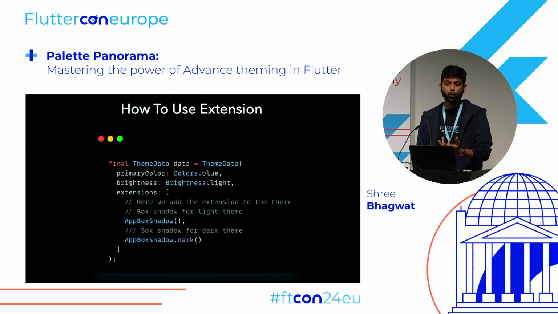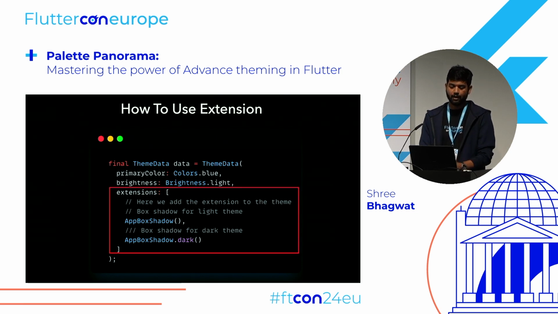And how to use this extension? We created the extension, and now let's check how we can use it. First we define a ThemeData. Then we add the primary color, and we add the brightness. We haven't defined the dark theme, that's why I've used just Brightness.light. After that we have an array which takes extensions. In that array I have added both the extensions, AppBoxShadow and AppBoxShadow dark. After you add those extensions, you can use them in your application.